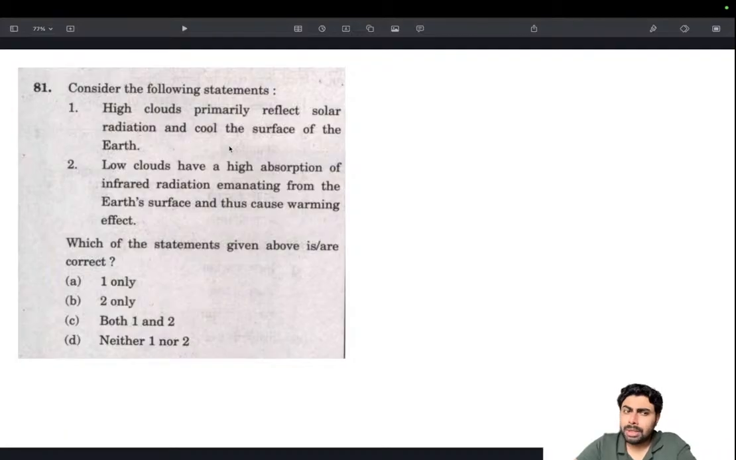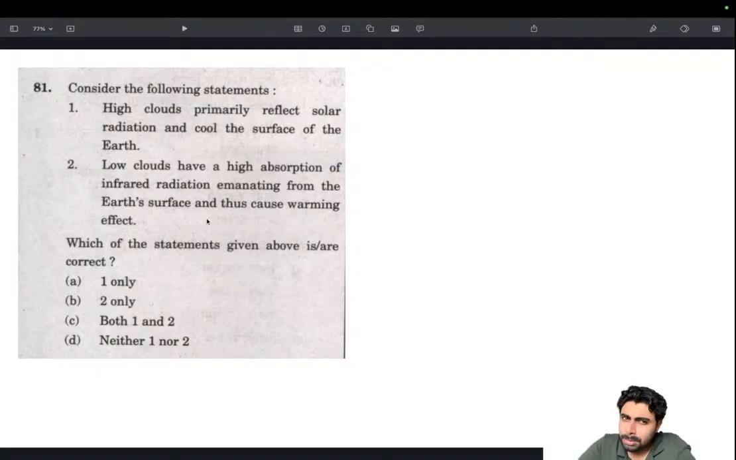Even without factual knowledge, if you have heard about something like cirrostratus, because they have a feather-like structure, they are very porous. So they are not really good reflectors of solar radiation. Assuming that knowledge, you can eliminate this statement, because high clouds have very little chance of doing that. It should probably be a dense cloud in the lower stratus, the low clouds. So this is wrong.